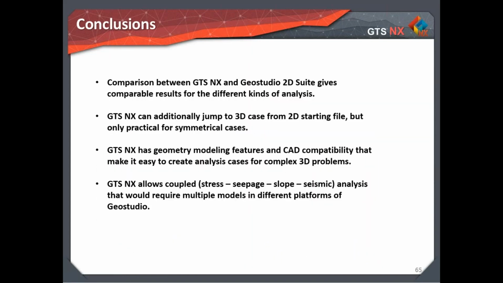So in conclusion, we see that GTS-NX and GeoStudio give the same results when we match the conditions. However, GTS-NX has a very practical application in that you can actually jump to 3D, even if you have a 2D mesh file. But this is typically if it was a uniform 3D case, which might not always be the case. In reality, you do something in 3D because you have uneven or unsymmetrical considerations.